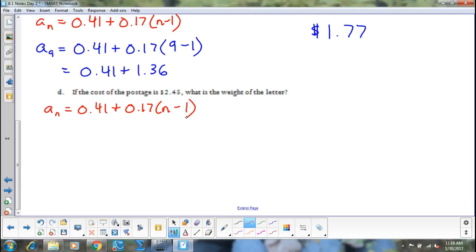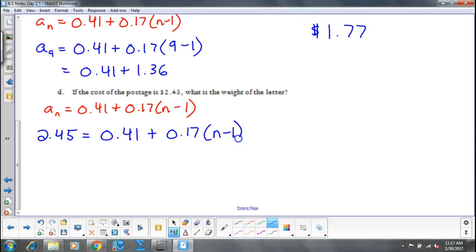Oh, no, we're in D now. $2.45. Put that in for A sub n, says Max. Do we agree with putting it in for A sub n? Because A sub n is the cost to mail that letter or that package, right? So then this becomes 2.45 equals 0.41 plus 0.17 times n minus 1.